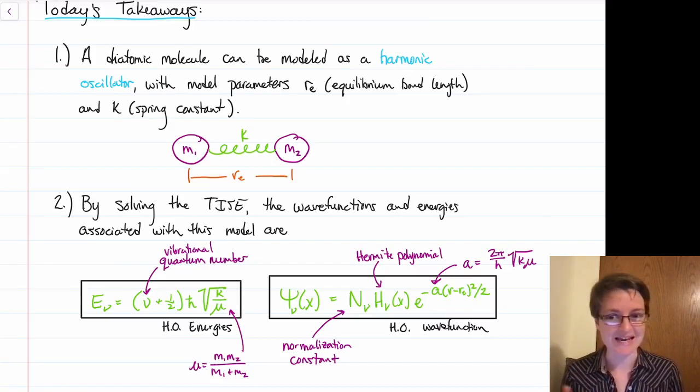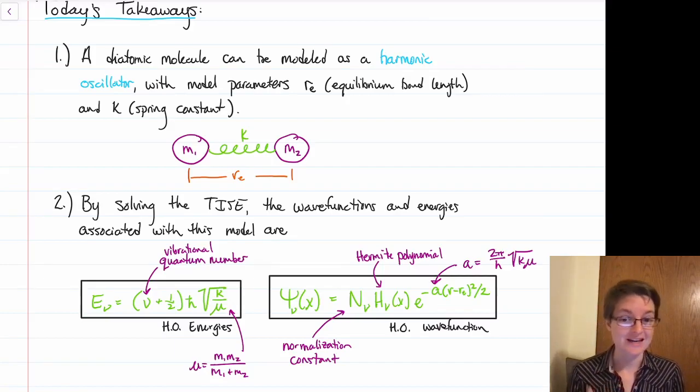The second takeaway is that by solving the time-independent Schrodinger equation, we were able to derive, or in this case mostly state, the wave functions and energies associated with the model. The energies and wave functions have a single quantum number associated with them, nu, and in all cases, our wave function exhibits this oscillatory behavior that damps out at large displacements, but still allows the particle to move from small displacements to fairly large displacements.